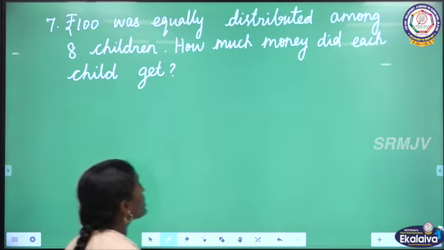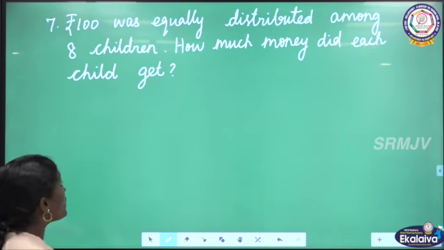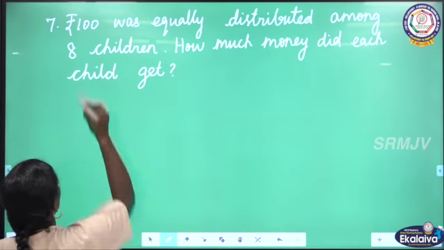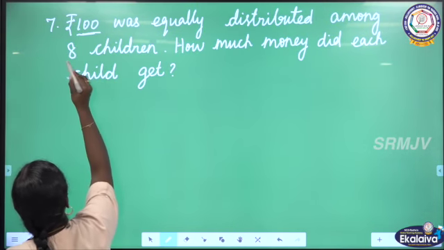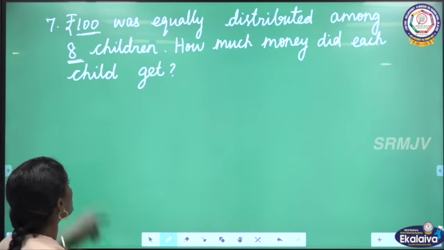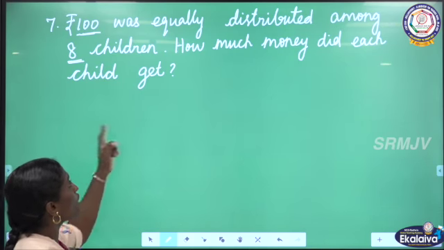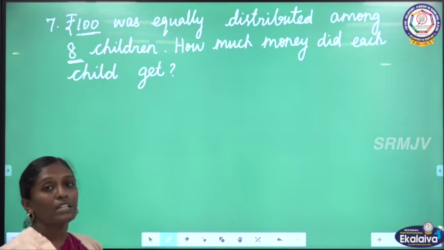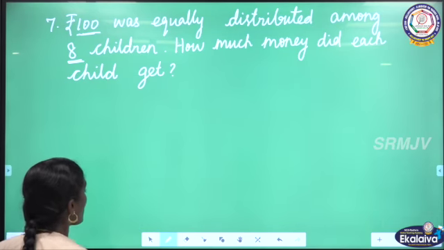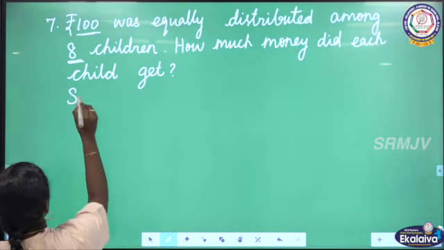Okay. The next question. Rupees 100 was equally distributed among 8 children. How much money did each child get? Here rupees 100 is divided among 8 children. The amount is 100 rupees. Number of children 8. Now we are going to find out the money each child got. For this we are going to divide 100 rupees by 8. Let us start the solution.